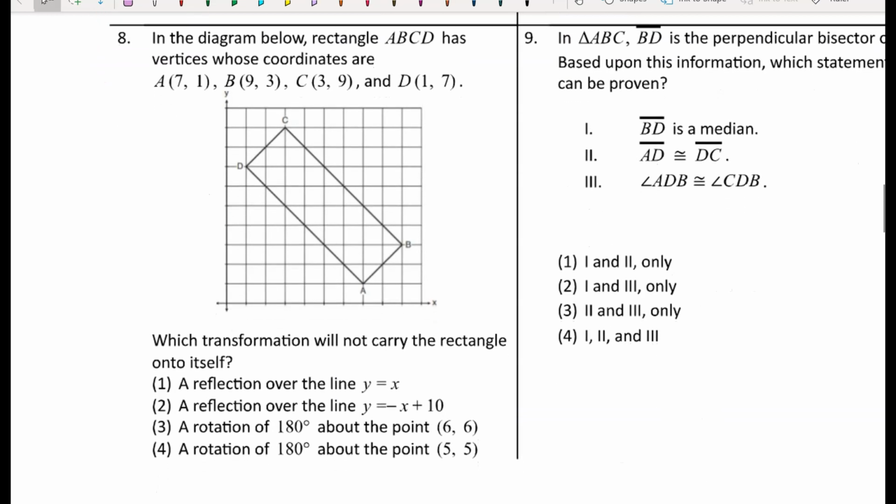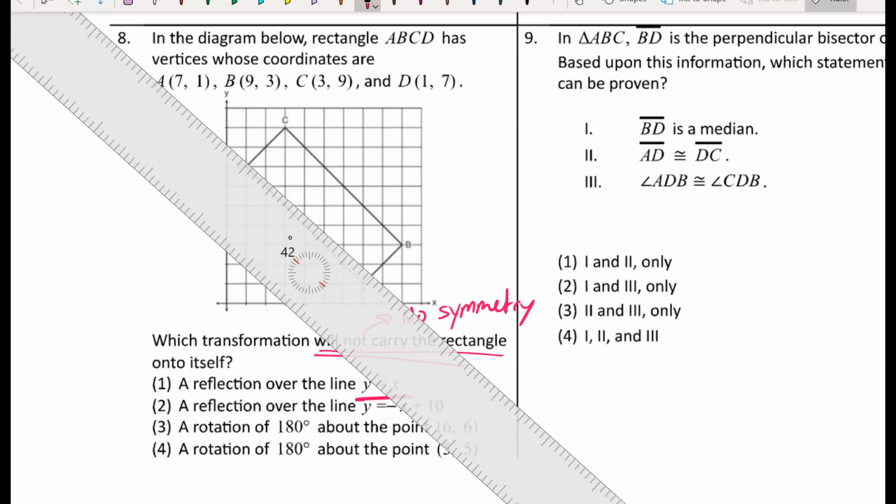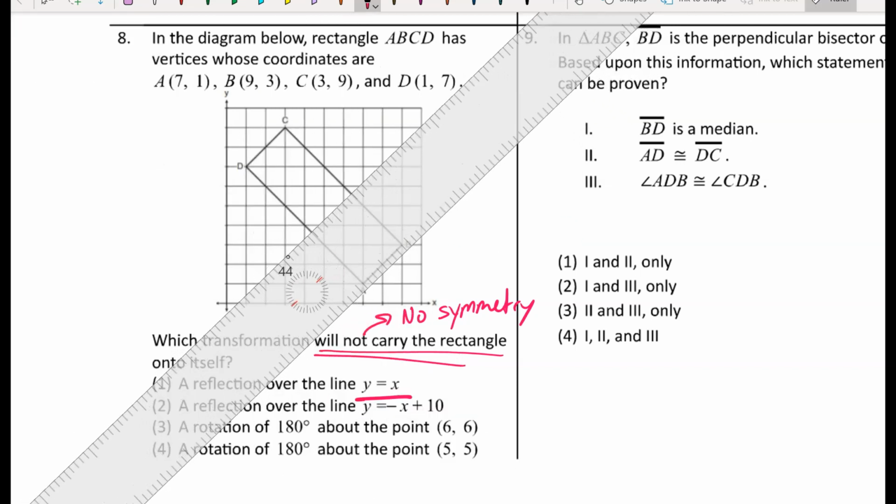For number 9, in the diagram below, rectangle ABCD has vertices whose coordinates are there. Which transformation will not carry the triangle onto itself? So we're looking for something that has no symmetry, essentially. So we're looking for something that's not in the middle. The first thing I'm going to do is plot the line y equals x, and I'm going to go through these answer choices.